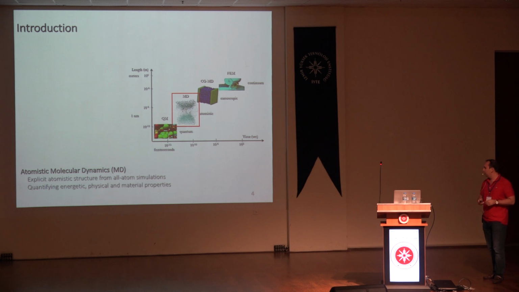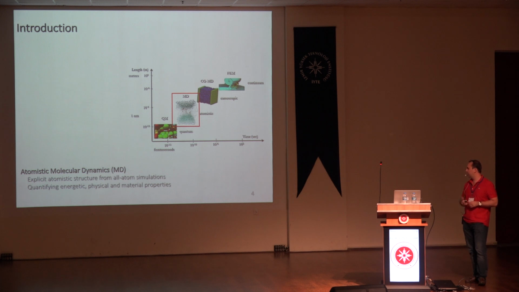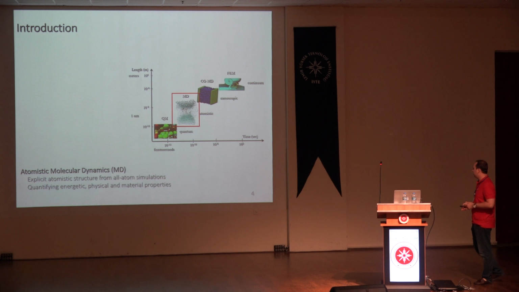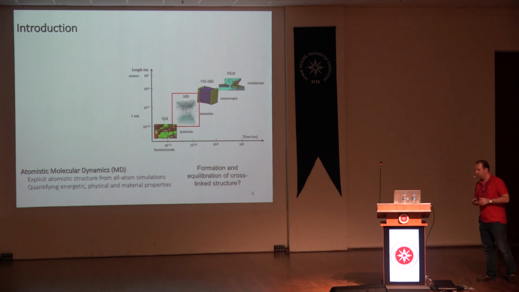So what would it bring you? You would have at the end, after performing atomistic molecular dynamic simulations, the explicit atomistic structure, and you can, in principle, quantify the energetic, physical, and material properties. But as already mentioned, having the system fully cross-linked, the initial formation of the cross-links and later the equilibration might be a problem due to the relevant time and length scales associated with molecular dynamic simulations.